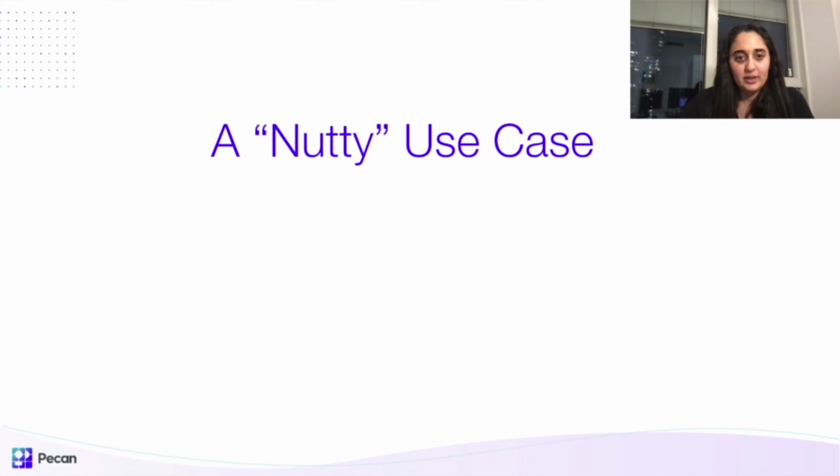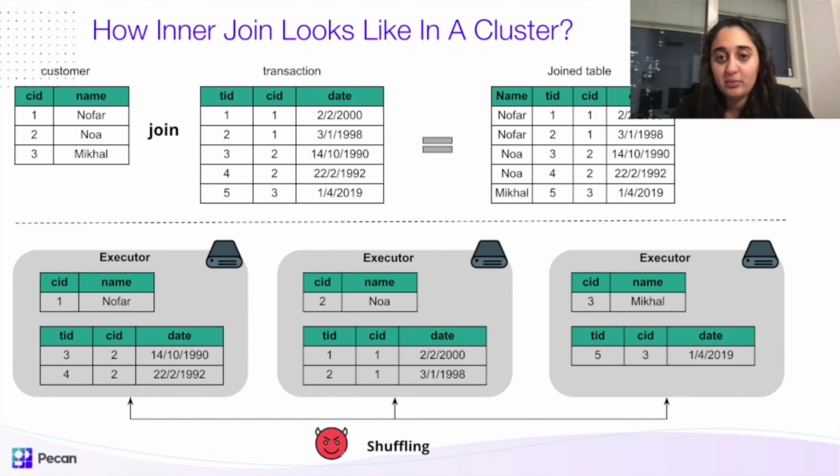And for example, if we want to join a big table with a small table, there are two ways this can be done. In the first example, we have a customer table, which represents a small table, and transaction table, which is a big table, and we want to join them by CID. So first way is that both of these tables are going to be spread between the cluster workers, and in order to join them, the data should be shuffled between the different workers so that we can compare each record in the customer table with each record in the transaction table. We should try to avoid shuffling as much as we can, since it slows the process and sometimes even makes it fail.